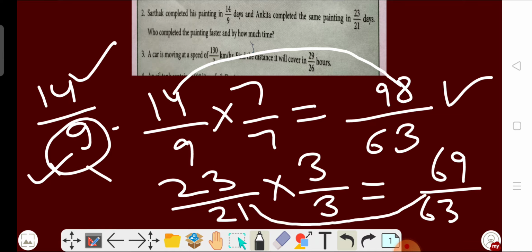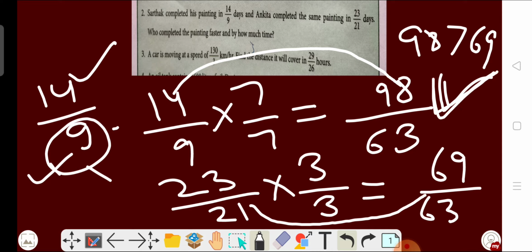So which number is greater between 69 and 98? 98 is greater than 69, so the greater number is this. So who takes more time? Sarthak takes more time. And who takes less time? Ankita takes less time. So who completed the painting faster? Who takes less time? So Ankita completed the painting faster.